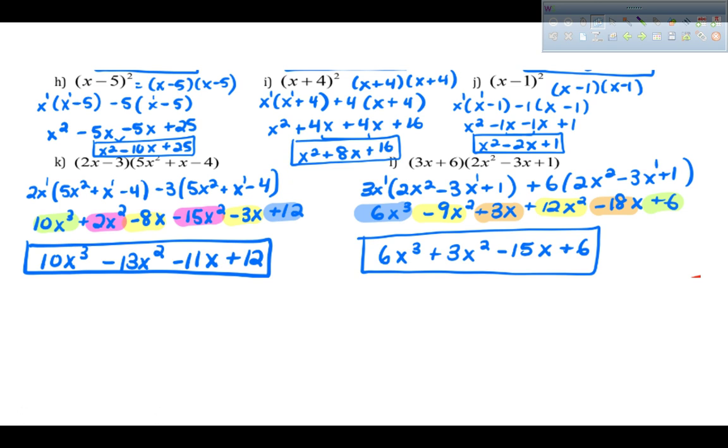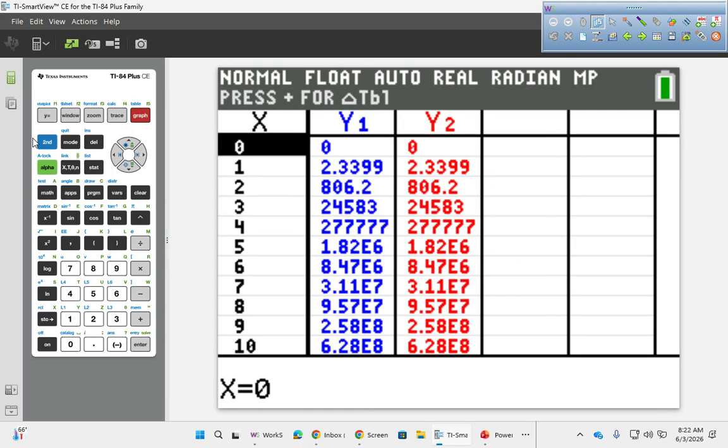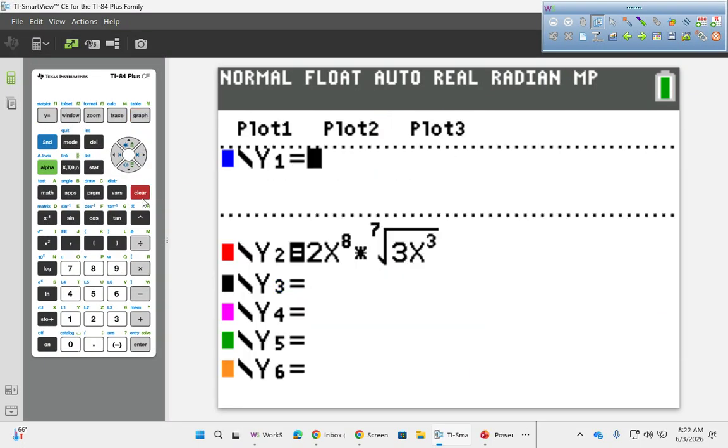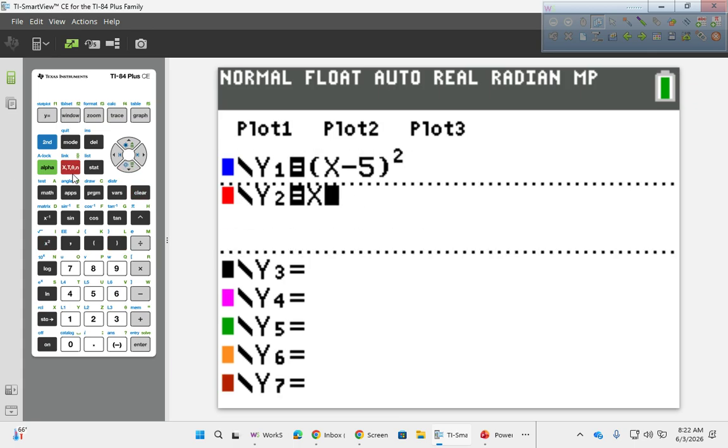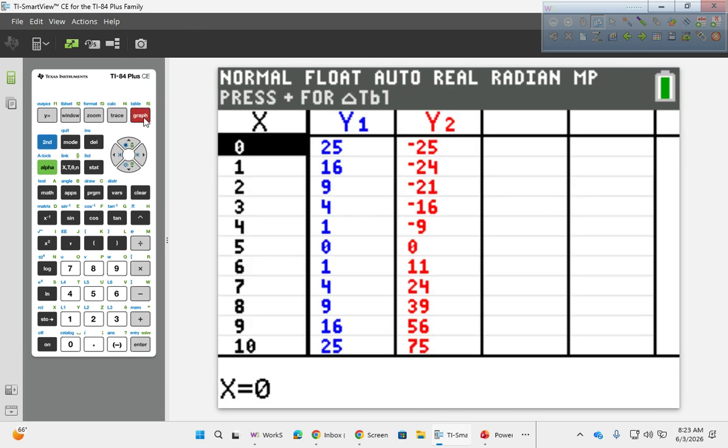Addition, subtraction, and multiplication are really easy things to check in the calculator. So for example, if I was checking H, in Y1, I would do x minus 5 squared. And by slim chance, I had this brain collapsing moment where I just thought I'd distribute that in, and I get this. I can check that in the calculator and see that they do not line up, okay?